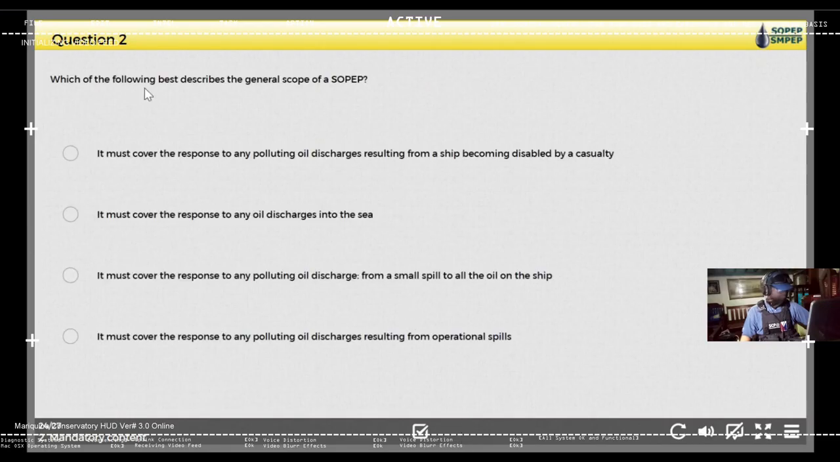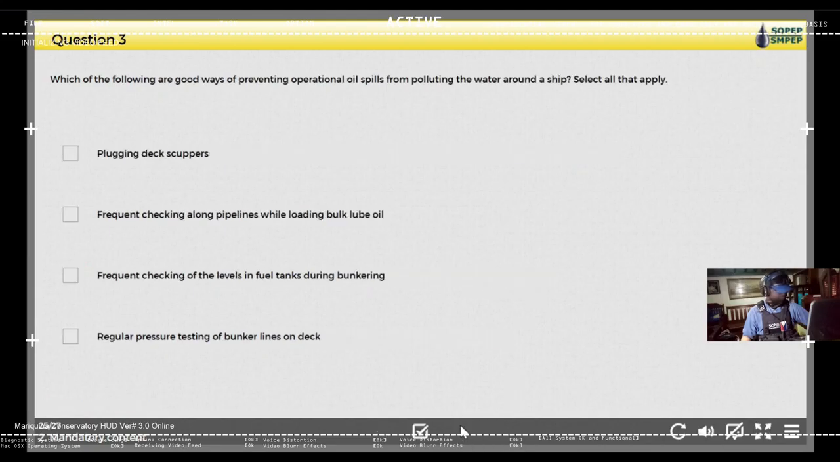Okay, which of the following best describes the general scope of SOPEP? Well, I think we should go on this one because this is the long answer. We'll see if this works. Oh, okay. So it must cover the response to any polluting oil discharge from a small spill to a major oil spill on the ship.